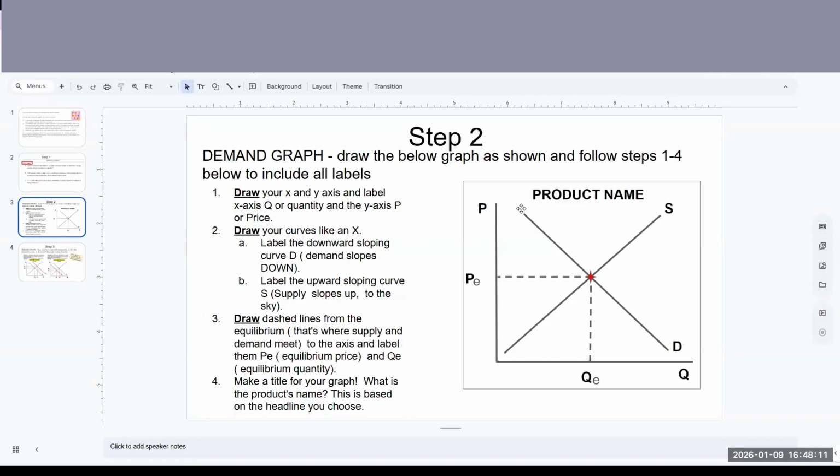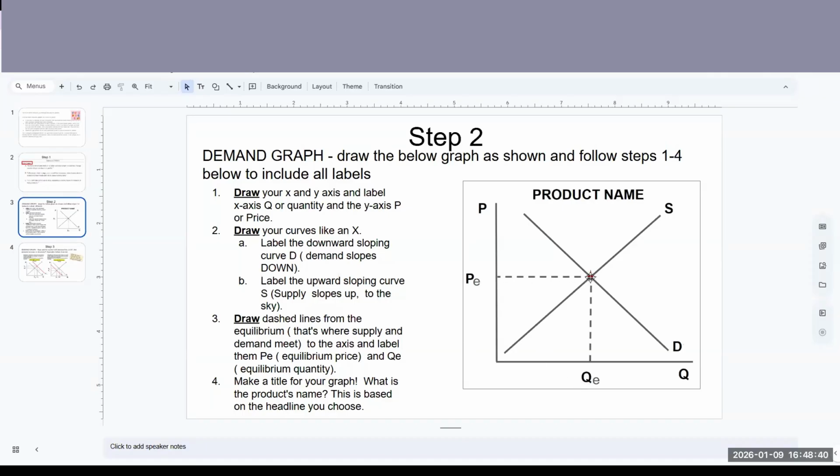You're going to draw the curves like an X. The demand line's downward sloping always. Supply is upward sloping always. You're going to label those, and then you're going to draw a dashed line from the equilibrium. You found the equilibrium because it's where supply and demand meet. So equilibrium will be where supply and demand meet every time. And you'll label it PE for equilibrium price and QE for equilibrium quantity.